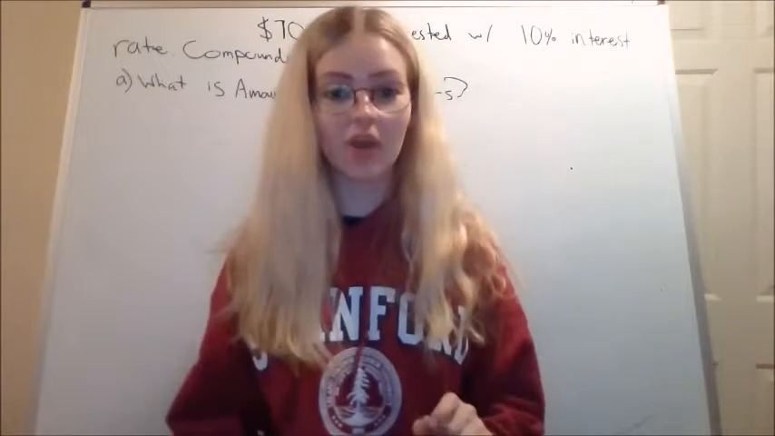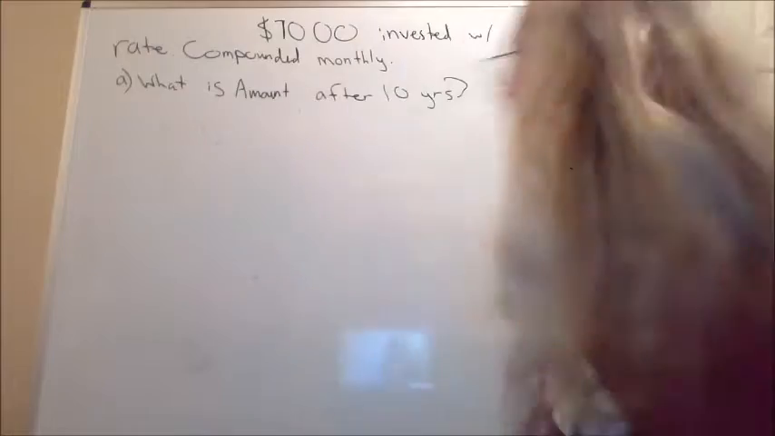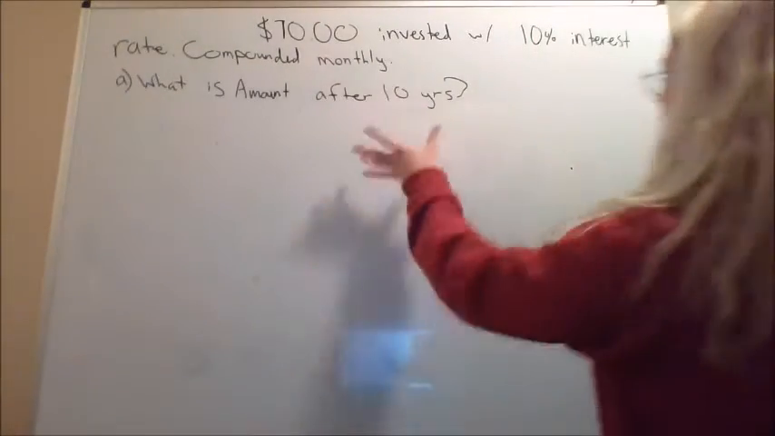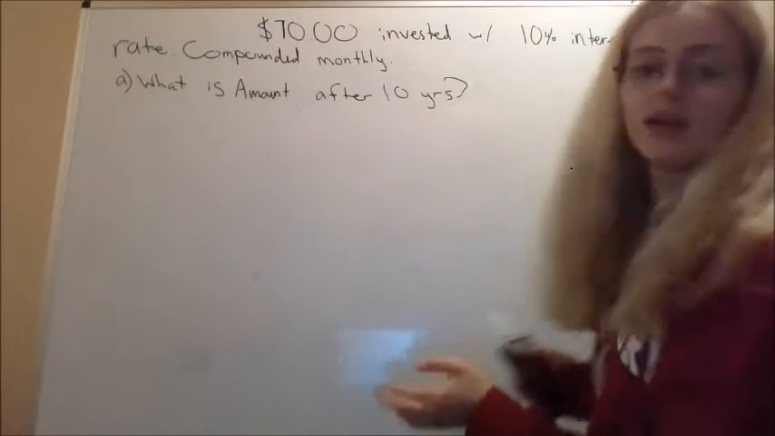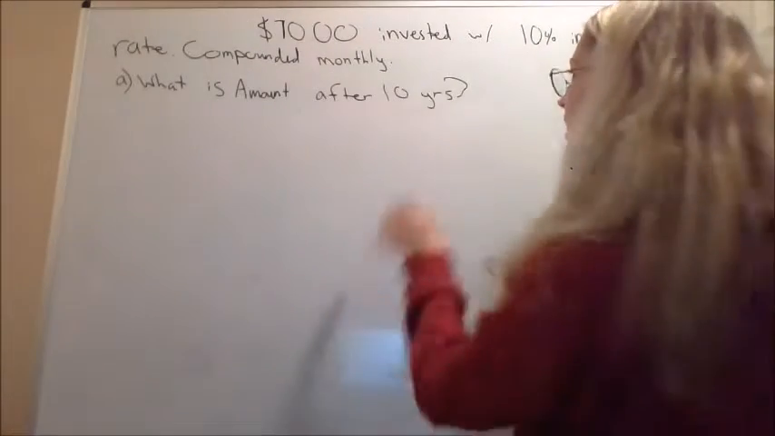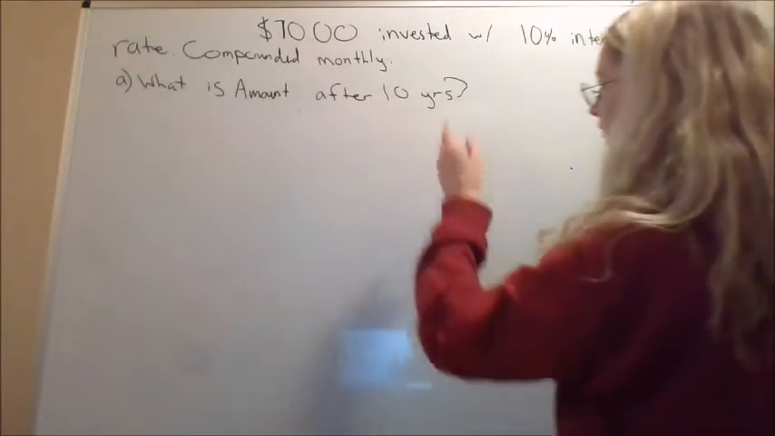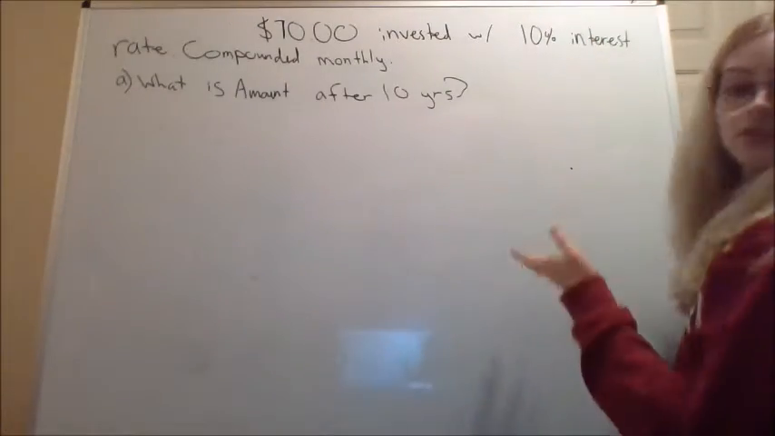Exponential equations do have a more practical purpose, however. So in this case, we have $70 and we want to invest this into something with a 10% interest rate. And this interest rate is compounded every month. So how much money will we have from this $70 after 10 years?